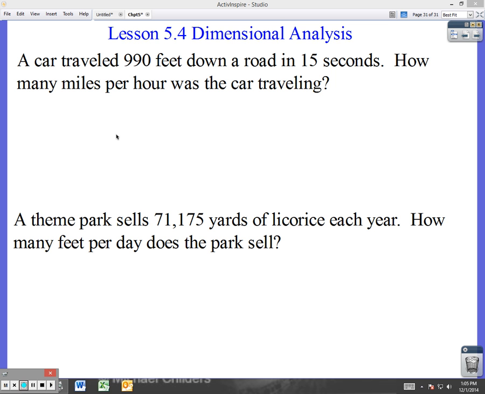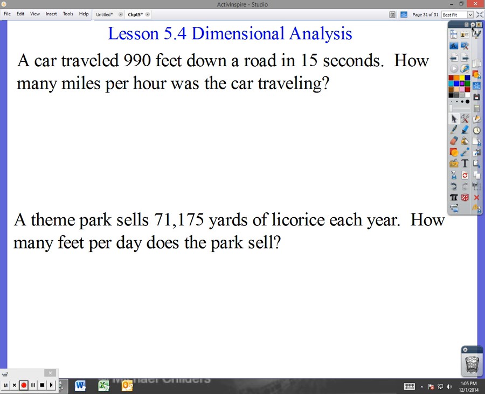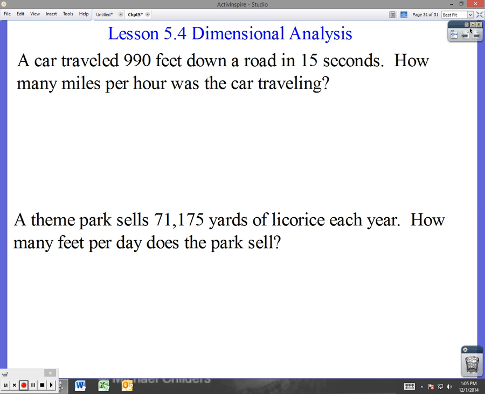Take a look at these. These are probably the most challenging problems of the entire chapter. Let's take it slowly, see if we can deconstruct these and see what we can do. A car traveled 990 feet down a road in 15 seconds. How many miles per hour was the car traveling?